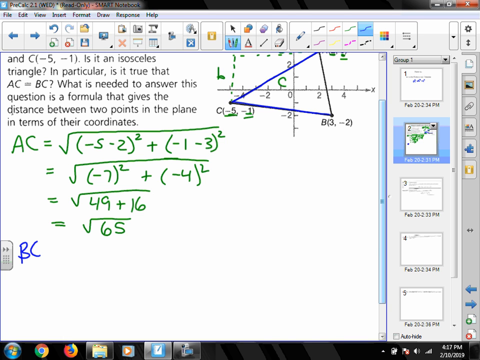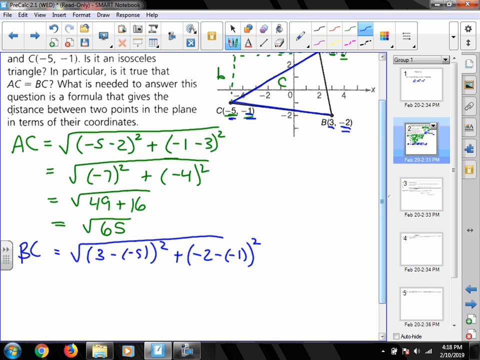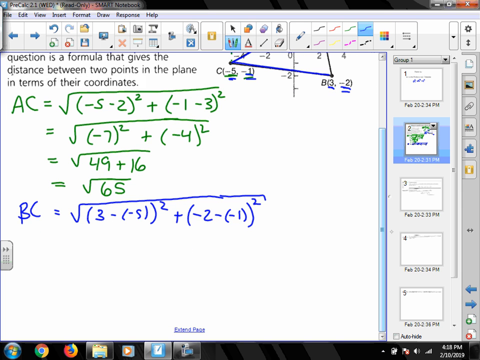So, BC. I got to find the lengths of my sides, so all I got to do is subtract my x values. And in this case, I'm going to go 3 minus a -5, and I'm going to square that. And I'm going to add on the subtraction of my y values. So I'm going to go -2 minus a -1, and I'm going to square that. And of course, take the square root of that whole thing.